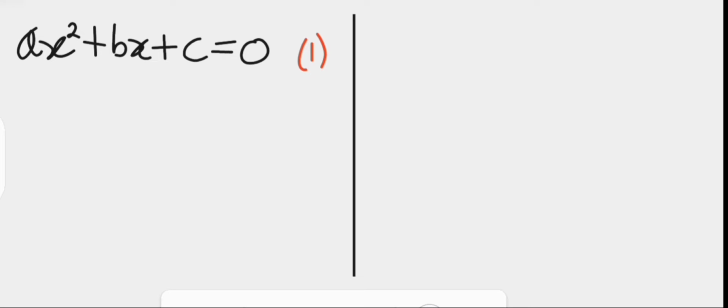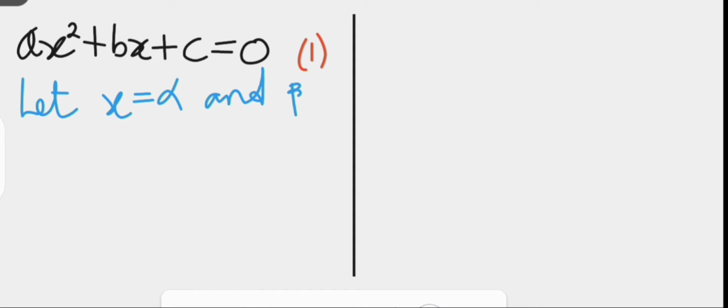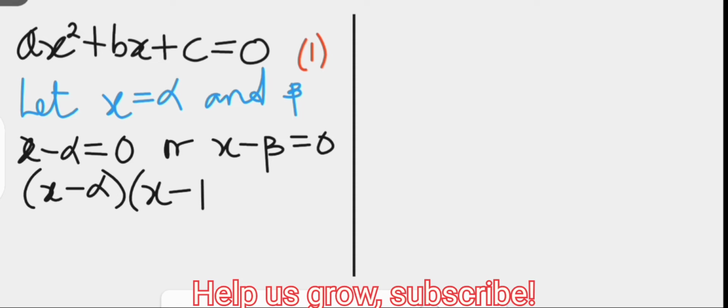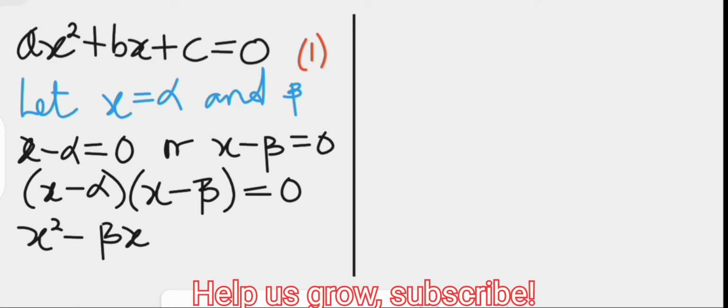Now, we will let the roots of this equation be alpha and beta. That is, x should be alpha and beta. This simply means that x minus alpha equals 0 or x minus beta equals 0. Combining the two in product, we have x minus alpha multiplying x minus beta equal to 0, and expanding this gives x squared minus beta x minus alpha x plus alpha beta equals 0.